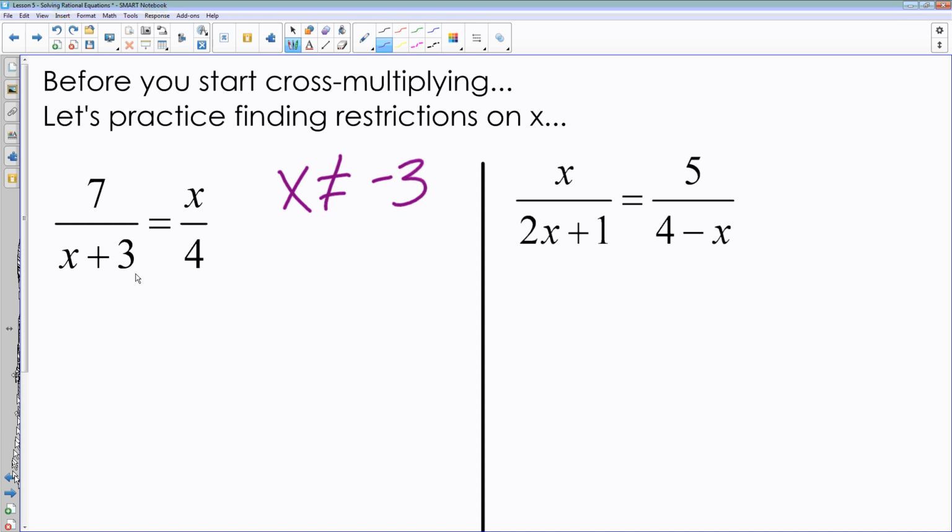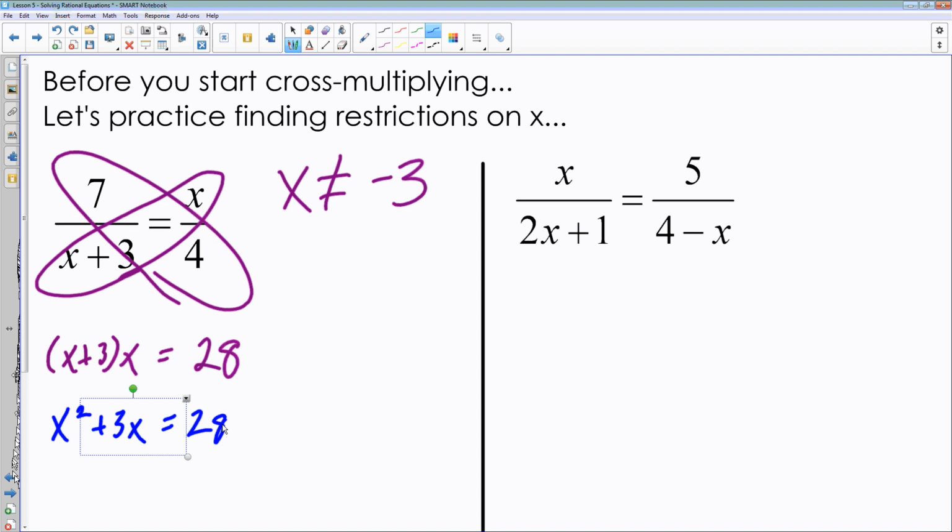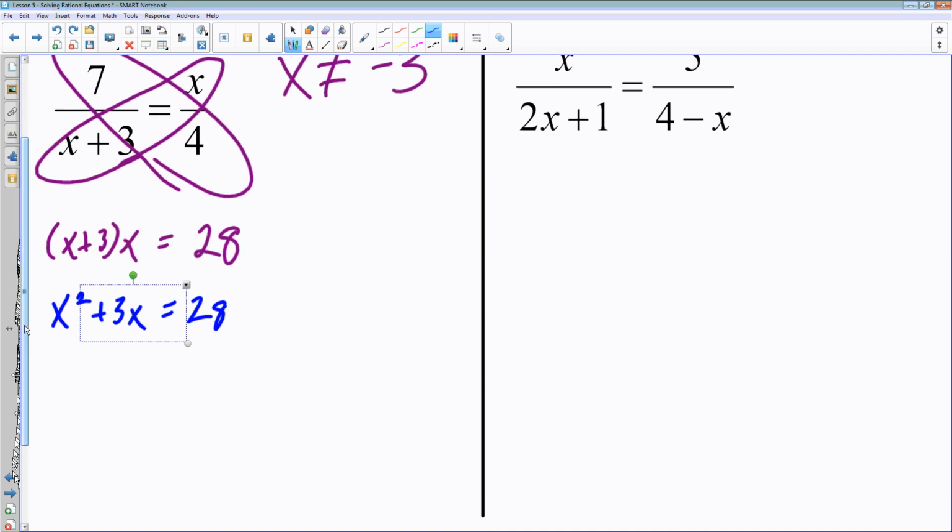So let's cross multiply. Let's do our steps. I'm going to have x plus 3 times x, and I'm going to have 7 times 4, 28. I'm going to distribute my x through to get x squared plus 3x equals 28. And back to quadratic unit, we've got to get it set equal to 0. Let's subtract 28.